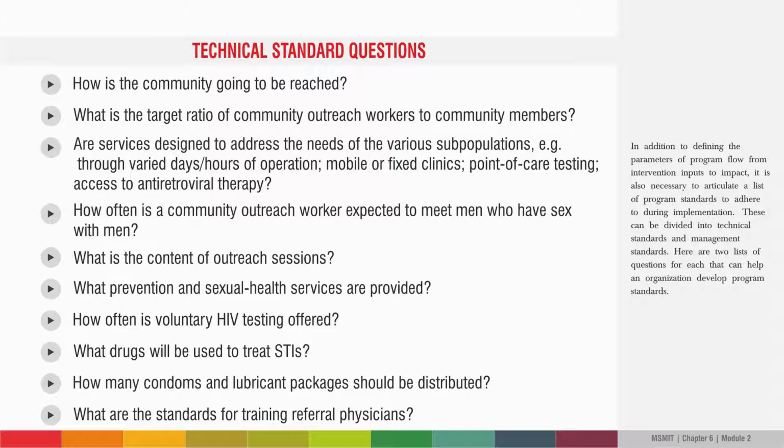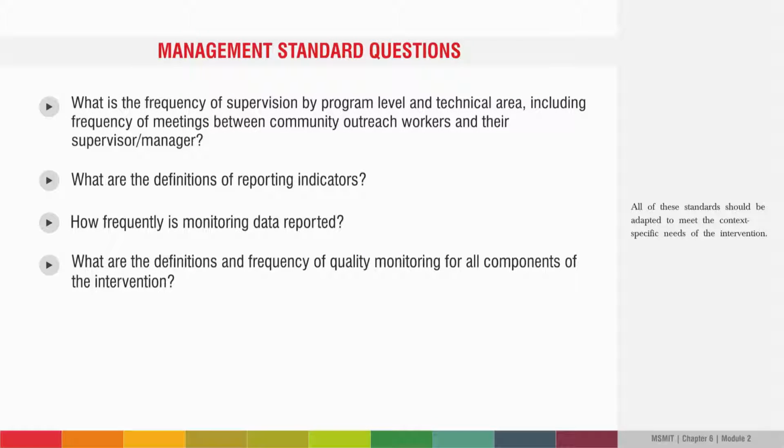In addition to defining the parameters of program flow from intervention inputs to impact, it is also necessary to articulate a list of program standards to adhere to during implementation. These can be divided into technical standards and management standards. Here are 2 lists of questions for each that can help an organization develop program standards. All of these standards should be adapted to meet the context-specific needs of the intervention.